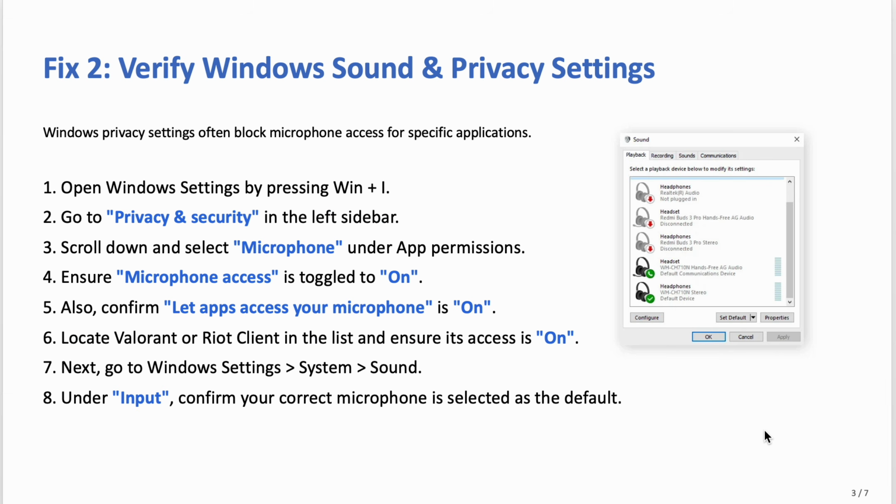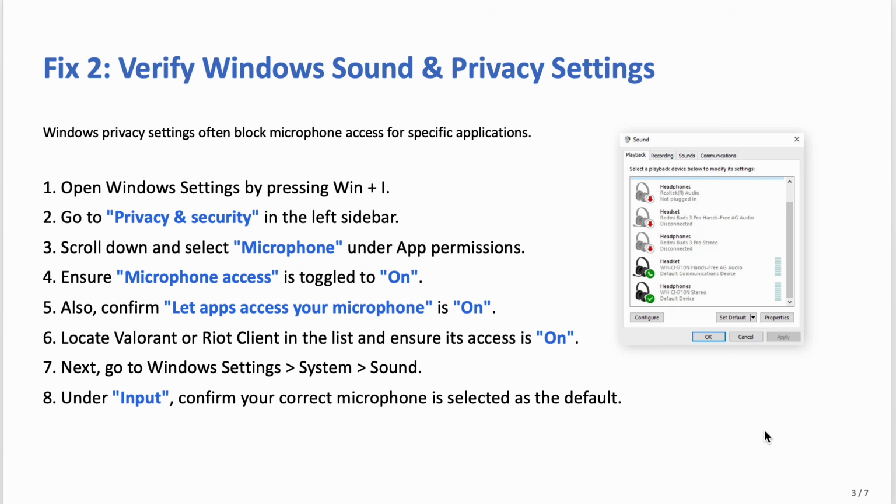After that, verify your Windows sound and privacy settings. So guys, Windows privacy settings often block microphone access for specific applications. So open your Windows settings, then go to Privacy and security in the left sidebar, then scroll down and select Microphone under the app permissions, where you ensure your access is turned on and also confirm that Let apps access your microphone is on.